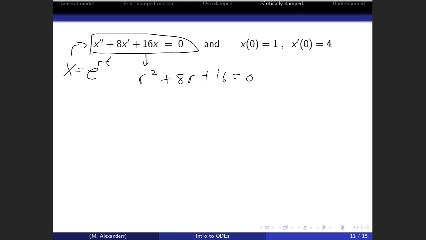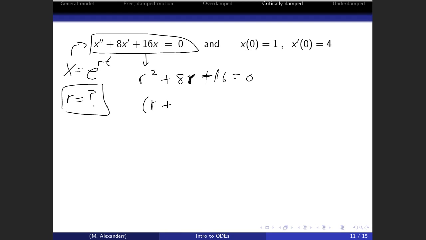Now your task is to determine whether you can factor this or if we have to use the quadratic formula. Remember, at the moment, our question is, what is the value for r? We either want to factor if we can, or use the quadratic formula. In this case, we can factor, and the factors are what?